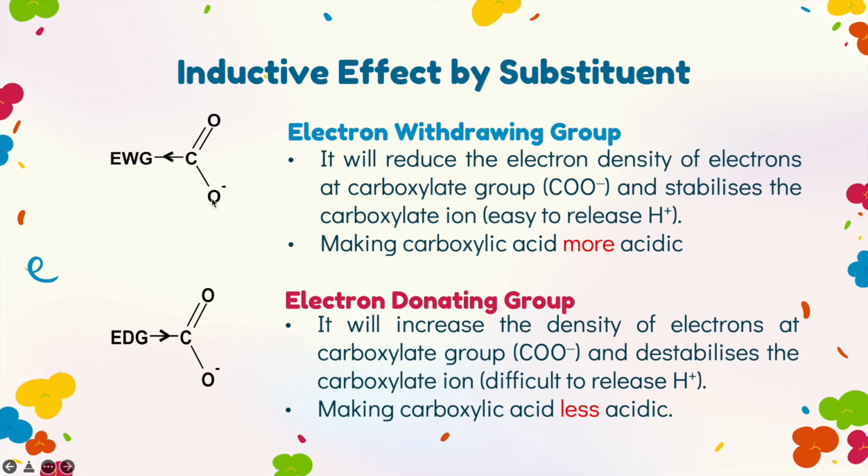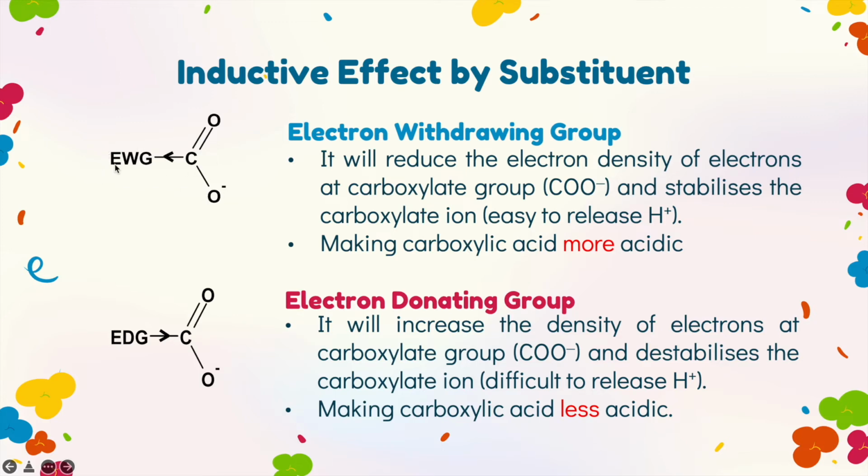We know that this is O negative, this is delta minus, delta plus. So we know that here is rich in electrons. When you have an electron withdrawing group, this group will attract this electron towards itself. That's what we call an electron withdrawing group. It will attract the electrons within the bond. There's 4 electrons, there's 2 electrons, it will attract them towards itself.